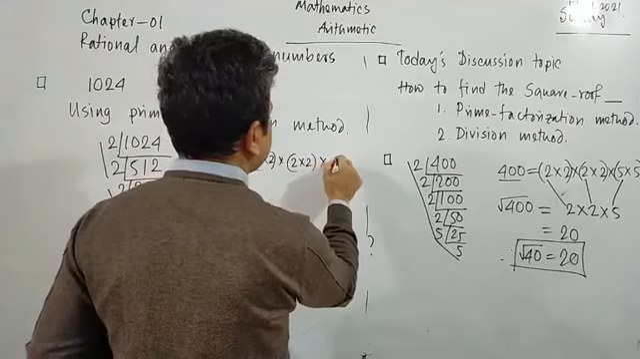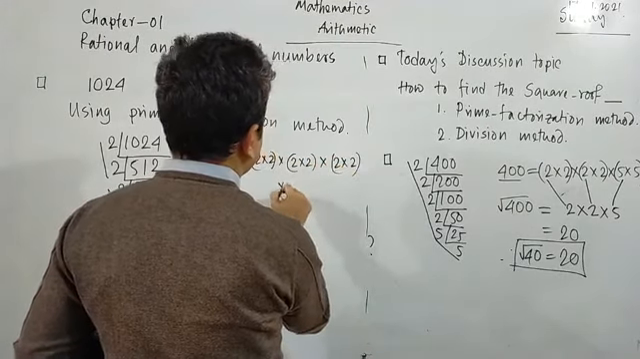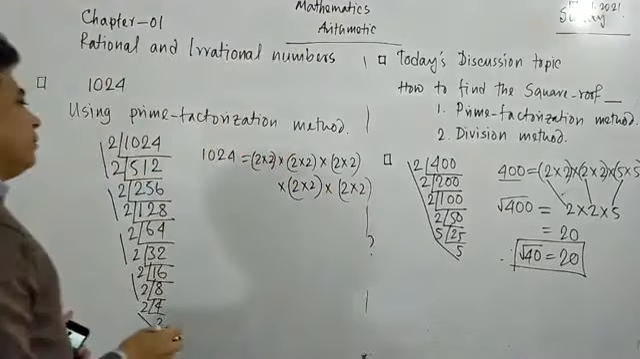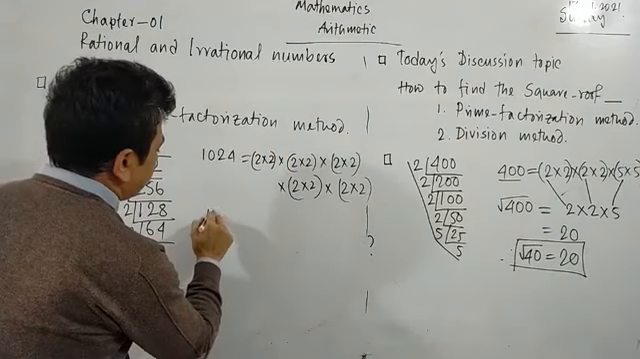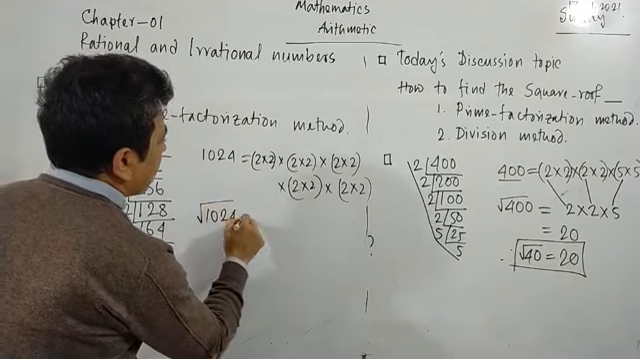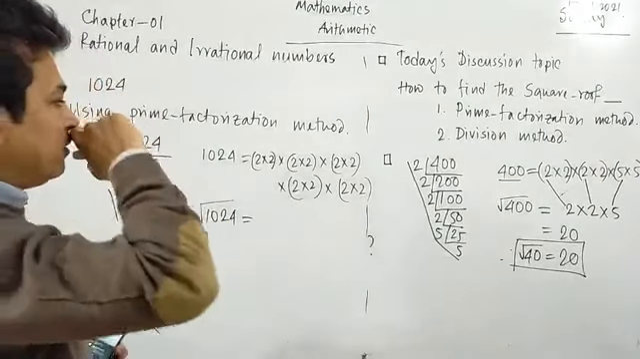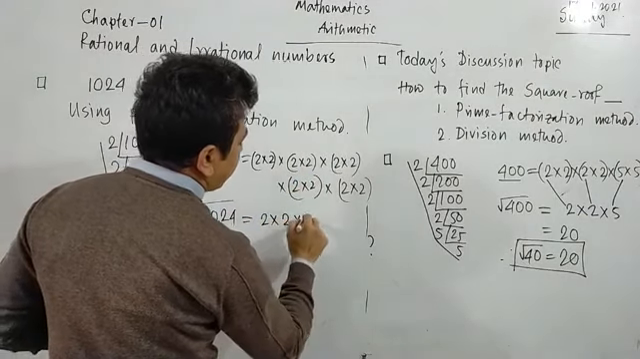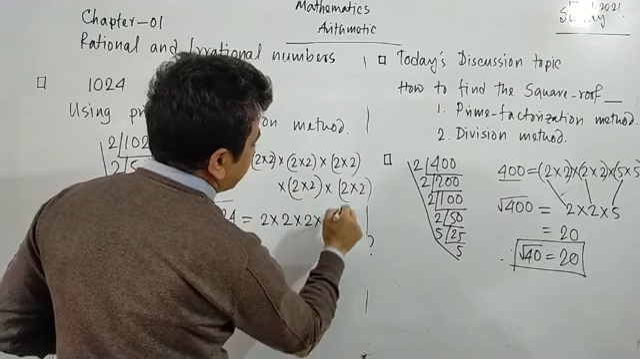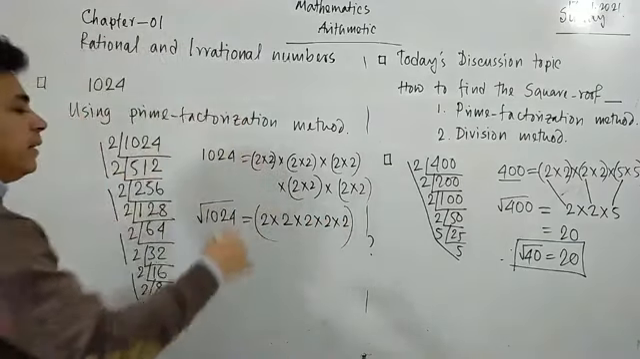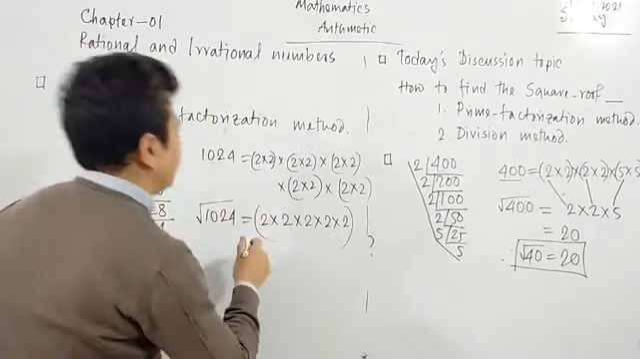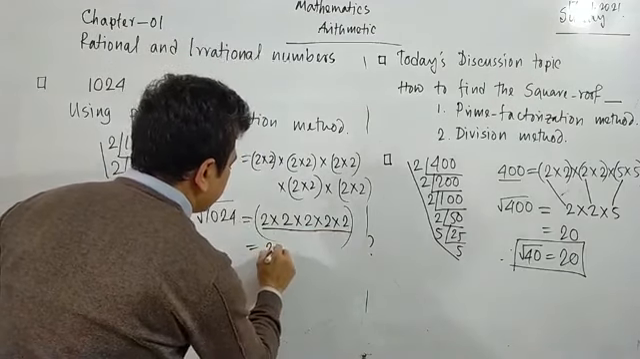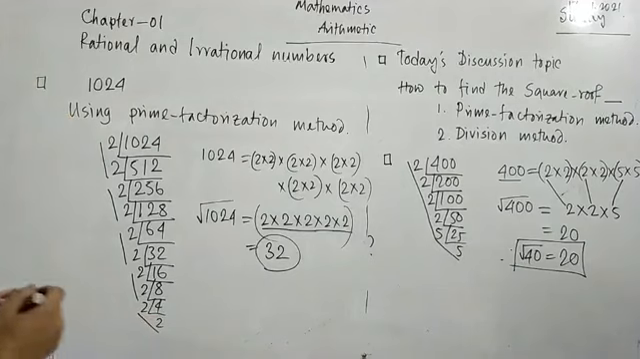2 into 2 into 2 into 2. So we have found 5 pairs here. So now we can write the square root of 1024. From every single pair we are just taking a single one. So here is 2, from here another 2, and from here another 2, and here 2. So we have taken 5 pairs, 5 2s. So 2 times 2 is 4, 4 times 2 is 8, 8 times 2 is 16, 16 times 2 is 32. That is the required answer.